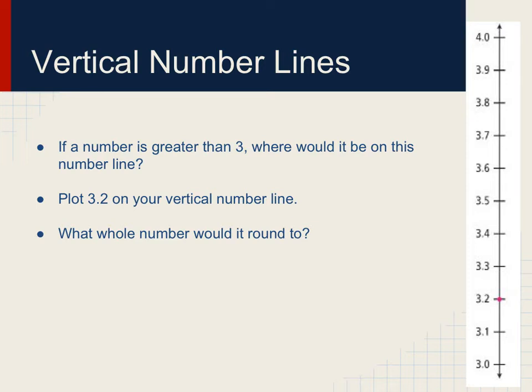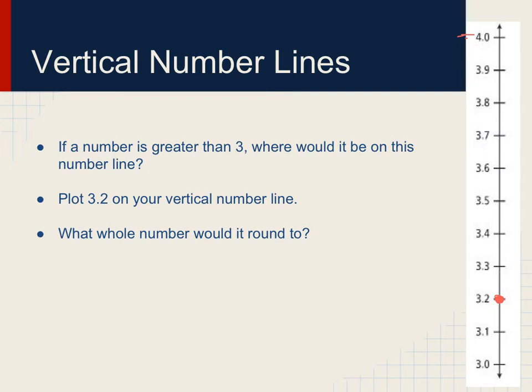Sometimes it's helpful to use a vertical number line. Vertical number lines go straight up and down. The first question here is, if a number is greater than 3, where would it be on this number line? Well, you can first notice that the number line points up to 4. So if the number is greater than 3, it would be above 3 on the number line. It says to plot 3 and 2/10 on the number line, so we've got a point at 3 and 2/10.